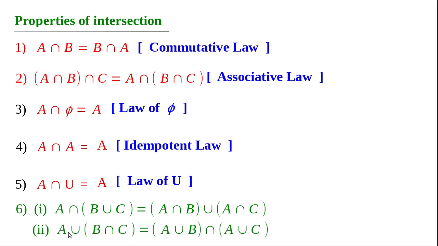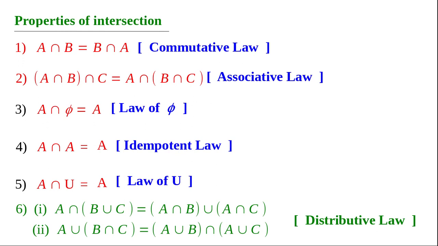Okay. In another way we can say that A union B intersection C is equal to A union B intersection A union C. Just like A into B plus C equal to AB plus AC. This property is called distributive law. To say about distributive law, it is essential that two operations are needed.